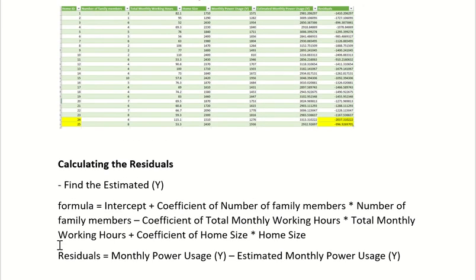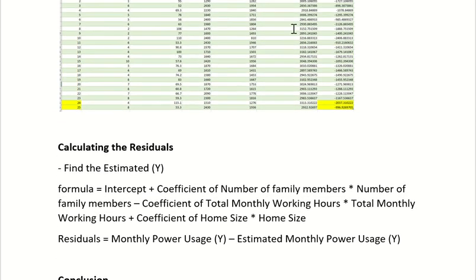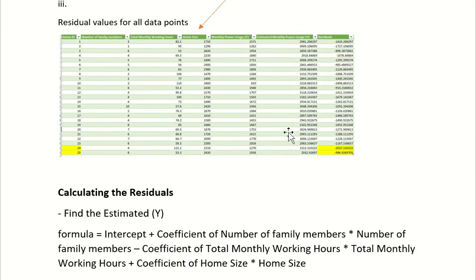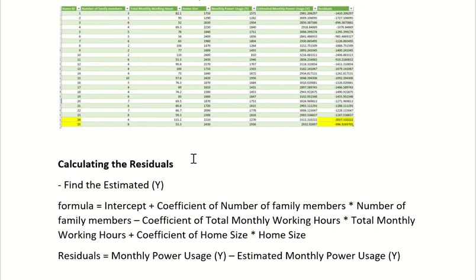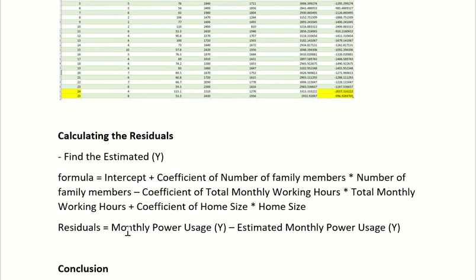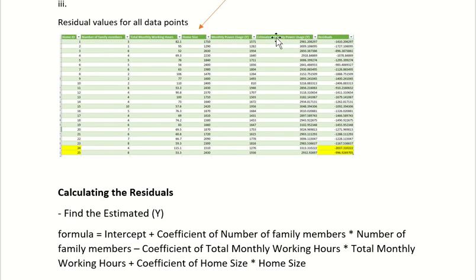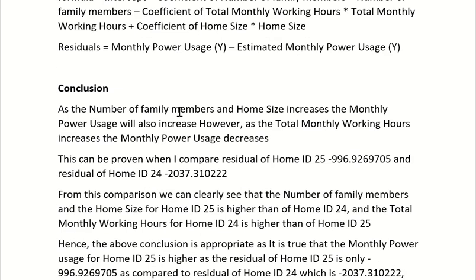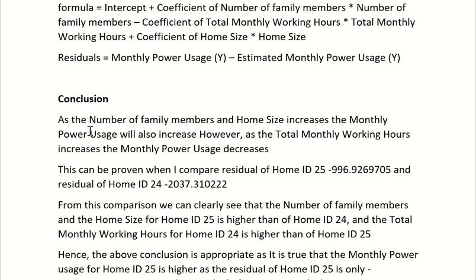And after this estimated y is calculated for every particular data point, we will then move on to find the residuals, which will be the actual monthly power usage minus the estimated monthly power usage, which is this minus this, and we'll get the residuals. So my conclusion is, as the number of family members and home size increase, the monthly power usage will also increase. However, as the total monthly working hours increase, the monthly power usage decreases.